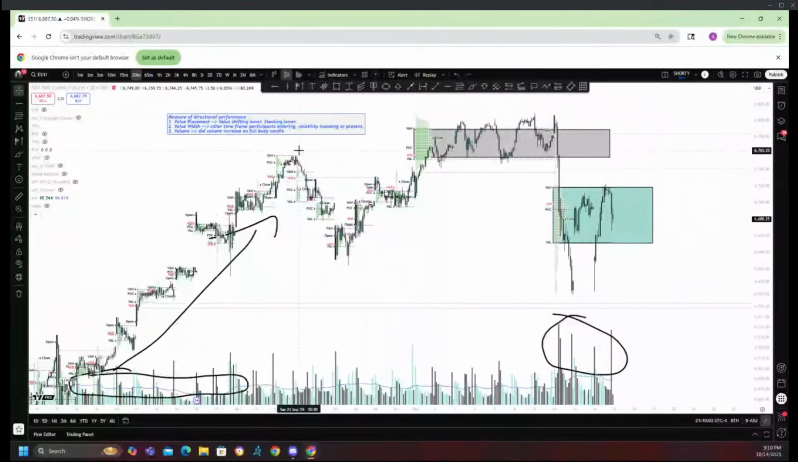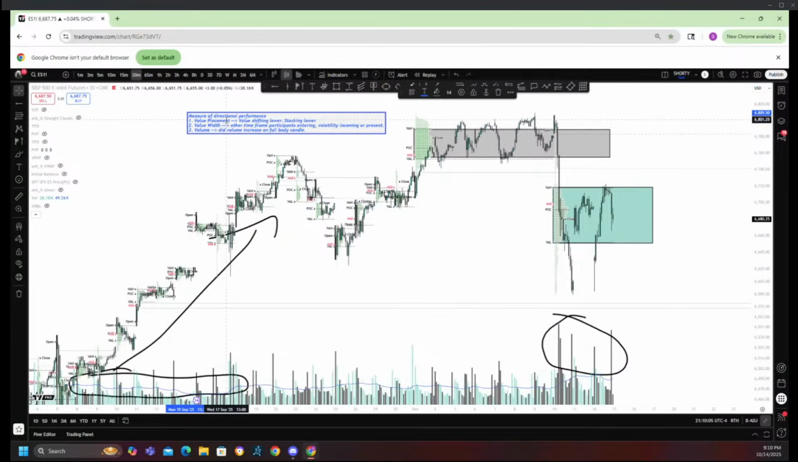Okay. So now if we check number one, value placement, what do we want to see when we're shifting and we want to be bearish? When it's a bearish trend, what do you want to see from a naked price chart, right? What do you want to see? No overlap. Lower lows and lower highs.